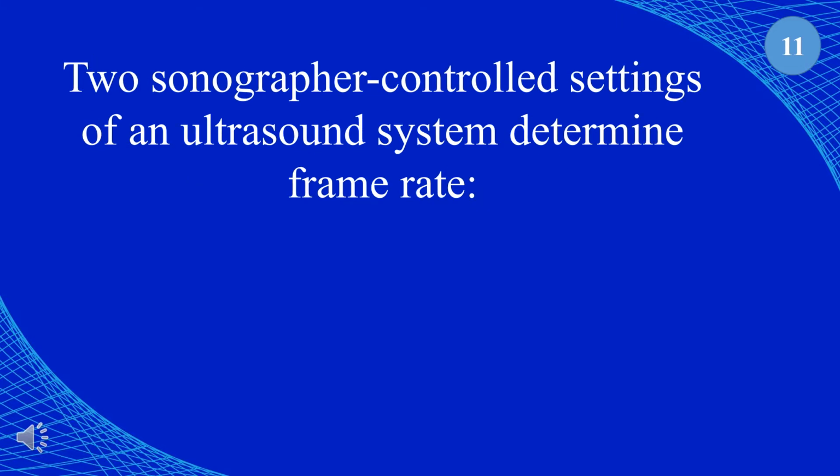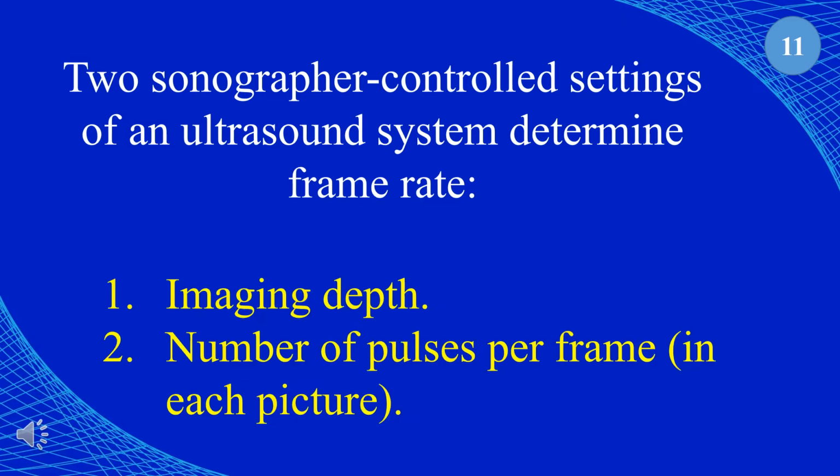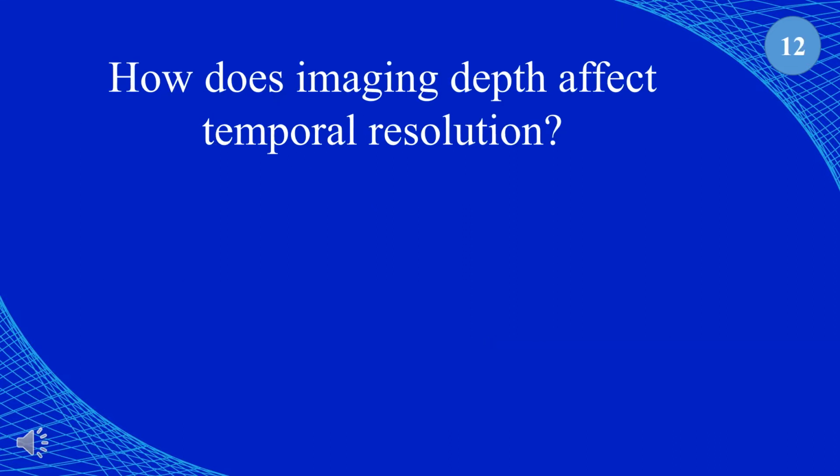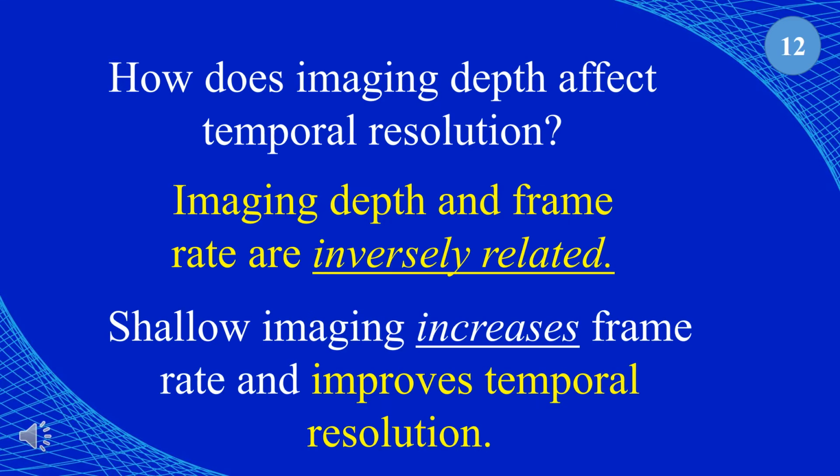What are the two sonographer-controlled settings of an ultrasound system to determine frame rate? Imaging depth and number of pulses per frame, in each picture. How does imaging depth affect temporal resolution? Imaging depth and frame rate are inversely related. Shallow imaging increases frame rate and improves temporal resolution.